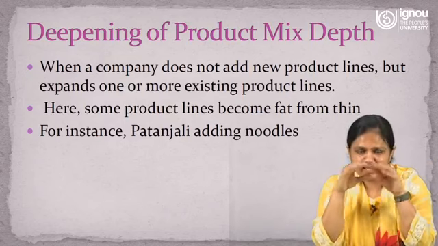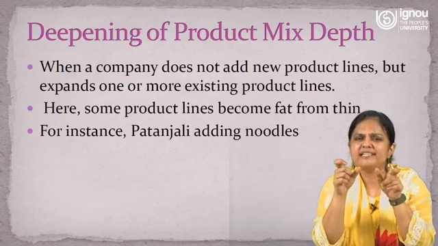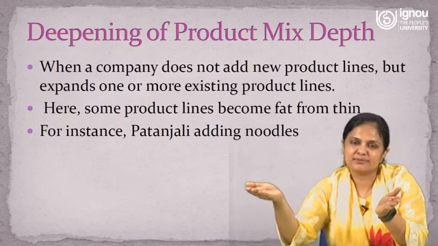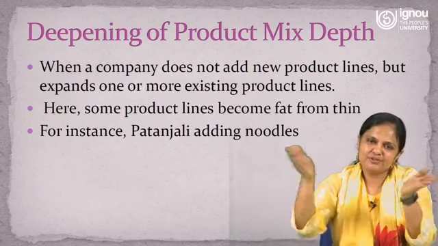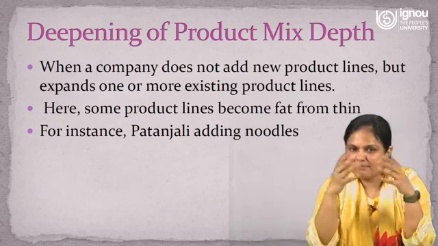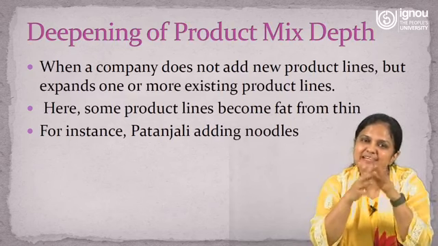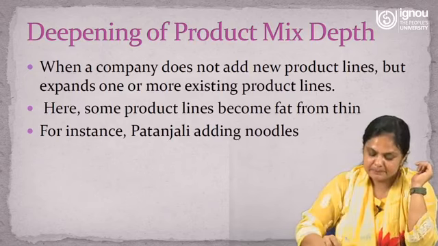So in this case, what is happening? Maybe some product lines become fat from thin. Earlier they had 4, now they have 6 products in the product line. So they have expanded. For instance, when Patanjali added noodles to its food items, it was deepening of product mix.